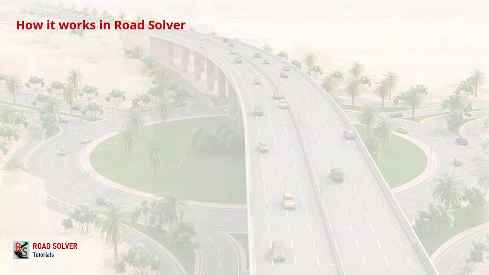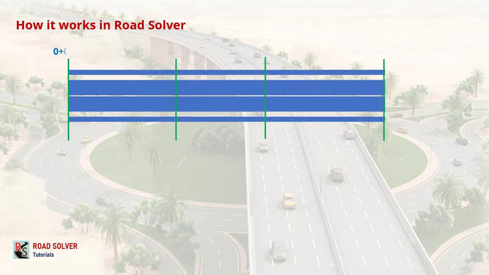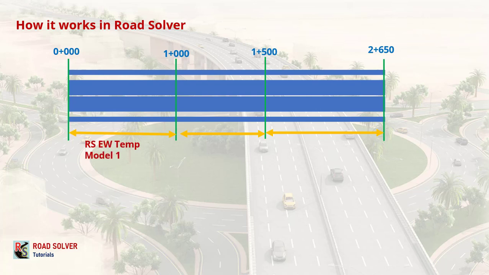Now how will it work in Road Solver? Now this is a road. There are the stations 0+00 and 1+00, then 1+500 and 2+650. In this road there is one template, another template, and a third template. There are three templates which we are using in the road. Template 1 is Road Solver earthwork template model 1. This is model 2 and model 3.